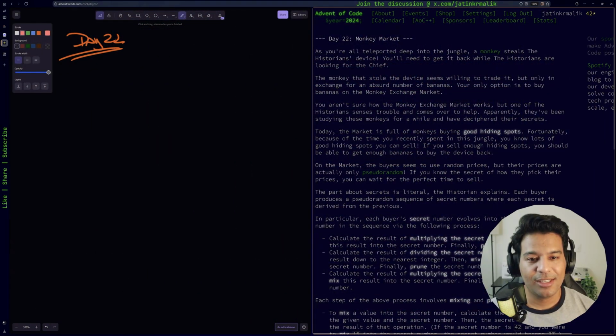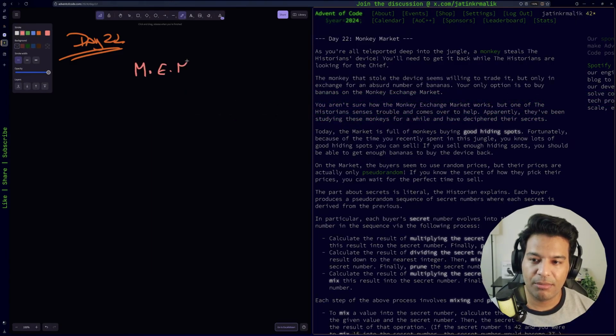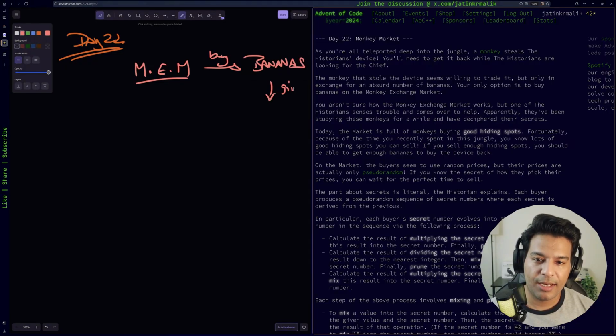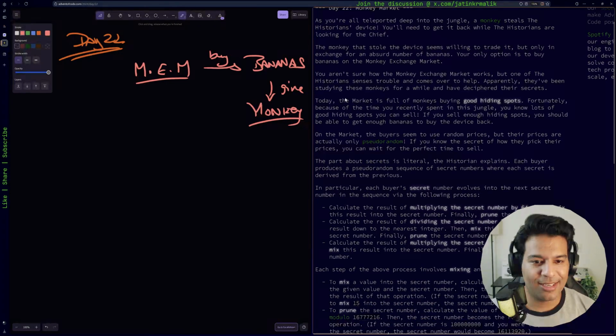So let's read further. The monkey that stole the device seems willing to trade it, but only in exchange for an absurd amount of bananas, of course. Your only option is to buy bananas on the money exchange market. So we have something known as the money exchange market, from where we can buy bananas. And we have to give these bananas to a monkey. This may or may not be relevant for the question, but I just like writing things down sometimes.